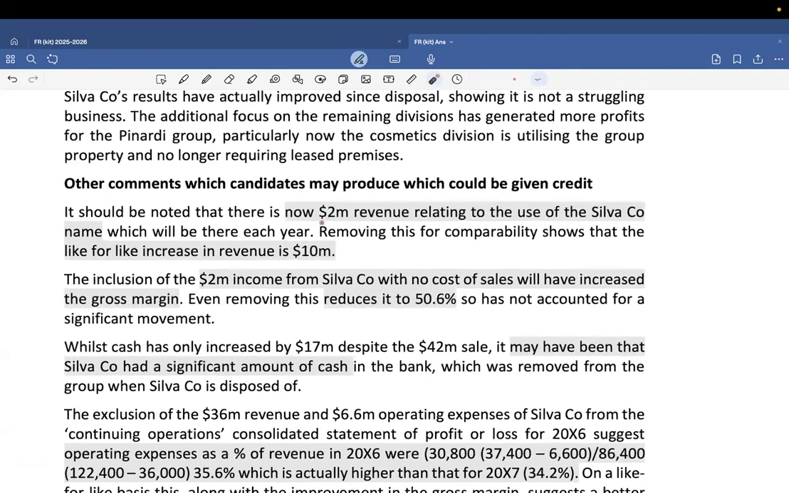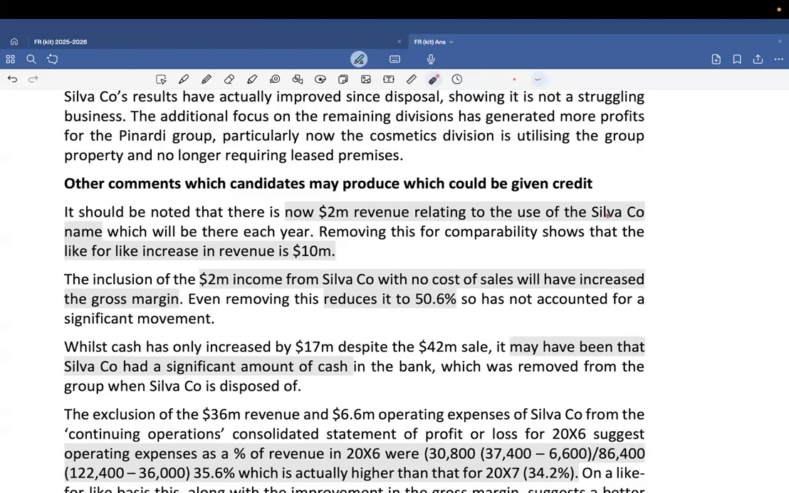So 2 million, now relating to C. After the disposal, you must understand Pinardi company is going to have 2 million more revenue every year. The increase would be even more because it would have a net effect as well. That means less lease payment and more revenue, due to the fact that Silva company has to give some sort of fees to Pinardi Group.